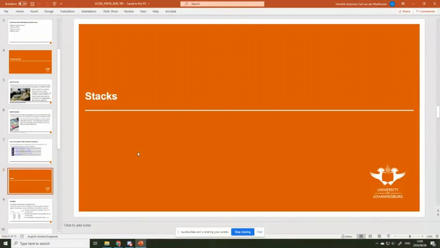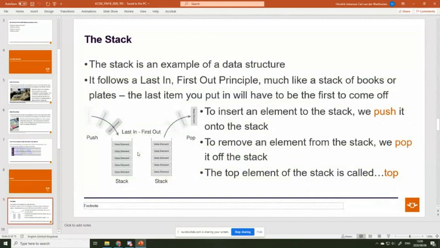Let's say you want a plate from the middle. What would you do before taking that plate out? You would take off the top half. So you take off all the plates up to the plate that you want, and then you can take that plate out. Now, a stack works the exact same way as we just described. A stack is an example of a data structure. It follows a concept called the last in, first out principle. So much like a stack of books or a stack of plates, the last item to be put into the stack is the first item to come off of the stack.